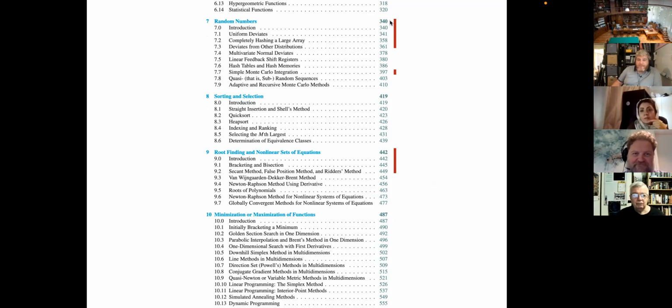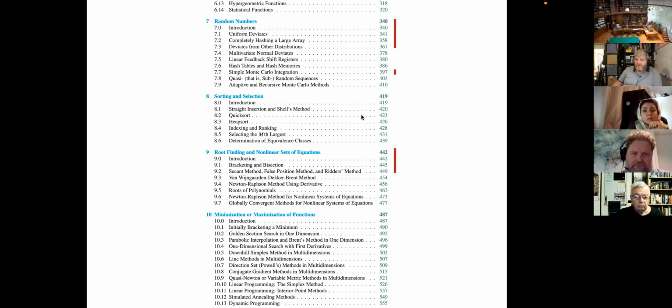Random numbers, I think, is useful. Again, jump over to the end. Random numbers are extremely useful in a whole bunch of applications. It's useful to have some idea about how computers use that.